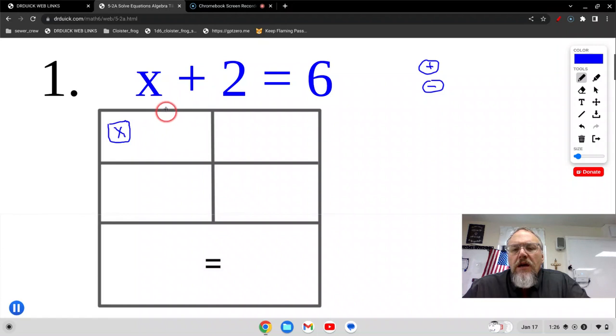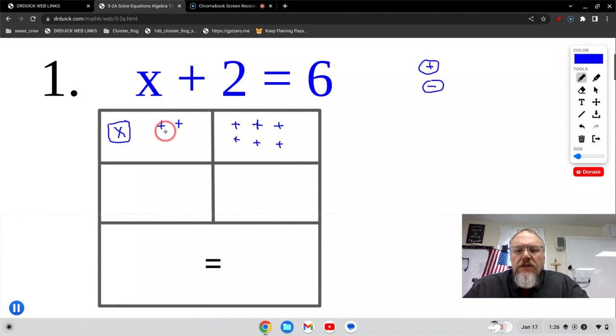So in this case, it's x, and it has a plus 2, so I'm going to put 2 pluses here. And on this side of the equation, I have 6, and it's a plus. It's implied if it doesn't have a sign in front of it. So I got 6 pluses: 1, 2, 3, okay?